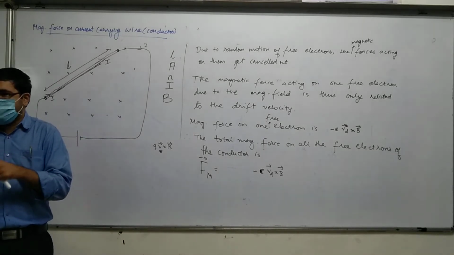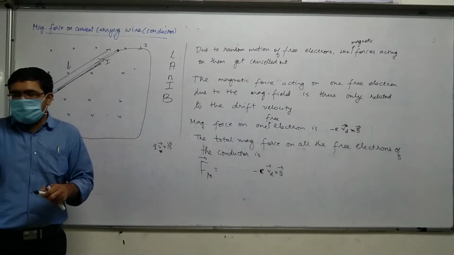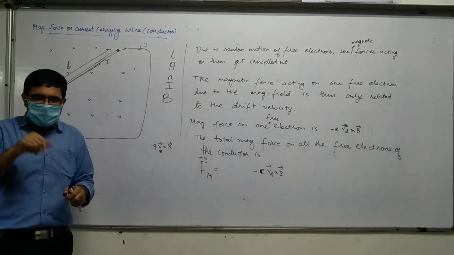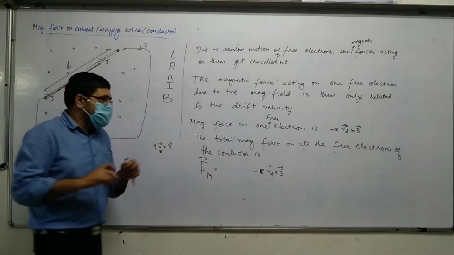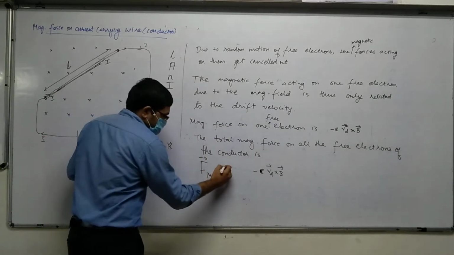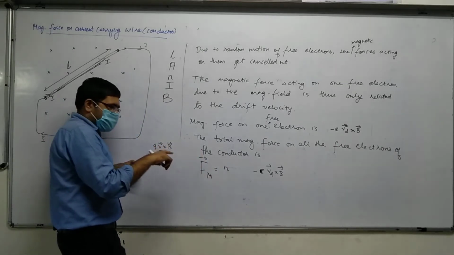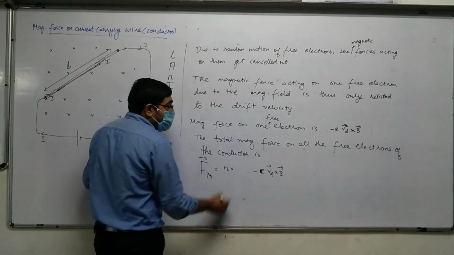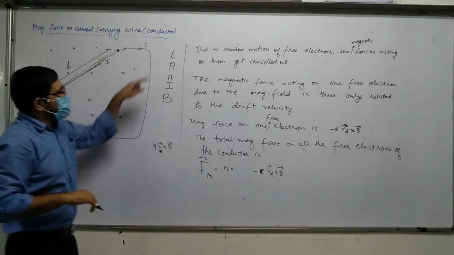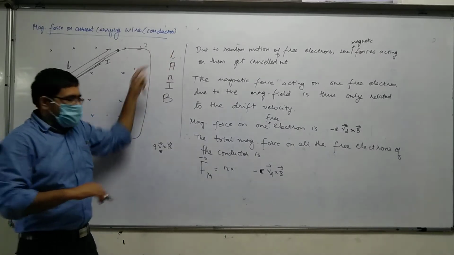Clear? It's just like suppose every student has 2 pens. Then I will multiply 2 with the number of students and get the total number of pens. Agreed? Yes. Okay. So how many free electrons are there? Small n, capital N. But capital N equal to small n into volume. What's the volume of this conductor? A into L. Did you understand? Yes or no? Yes. Right?